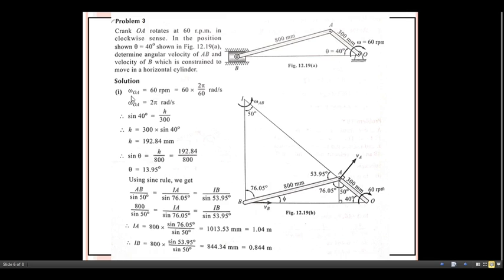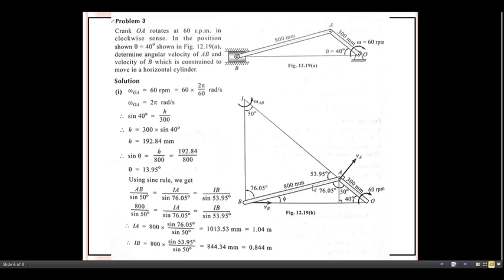The relation between omega and n is 2 pi n divided by 60. So 2 pi multiplied by 60 divided by 60, we can get omega OA in radians per second. Here the 60 gets cancelled, and we get omega OA equals 2 pi radians per second.